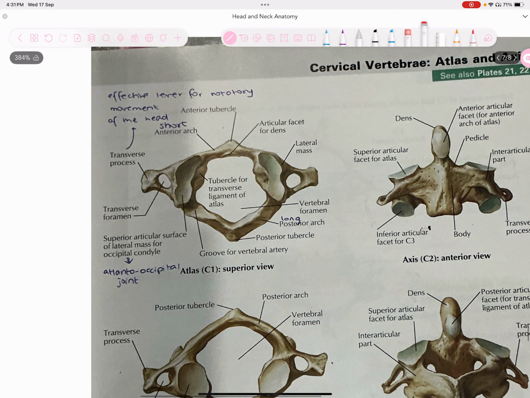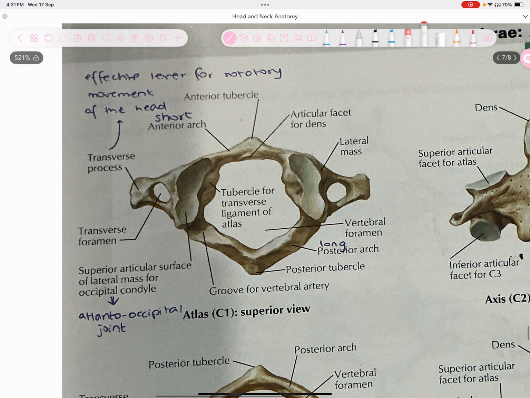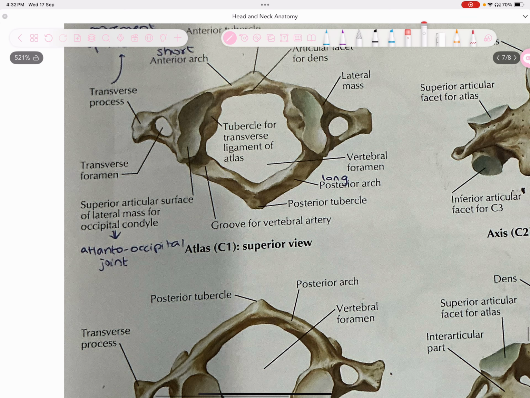Now, each lateral mass shows the following important features. This is the lateral mass, right? Its upper surface bears the superior articular facet. This facet is elongated forwards and medially, concave, and is directed upwards and medially. It articulates with the corresponding condyle to form the atlanto-occipital joint. So very important. The superior articular surface articulates with the occipital condyle.